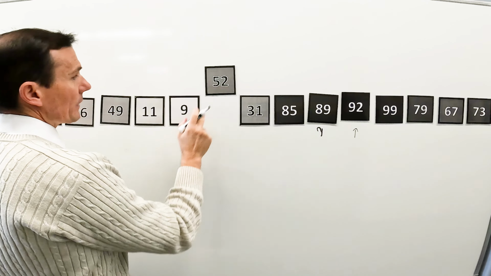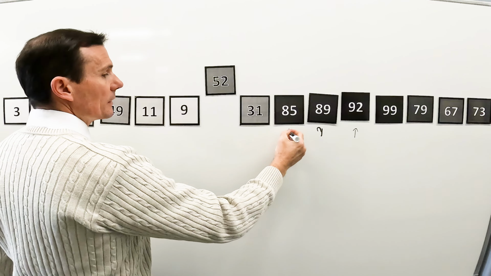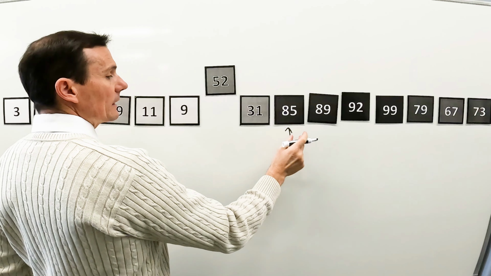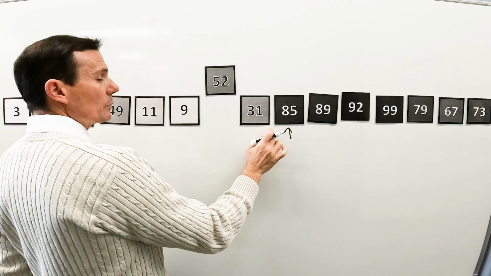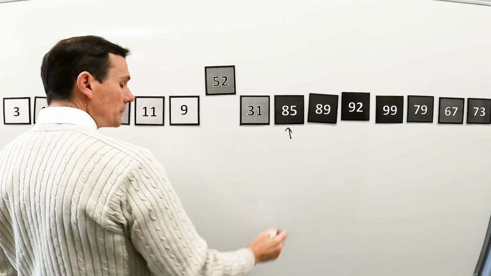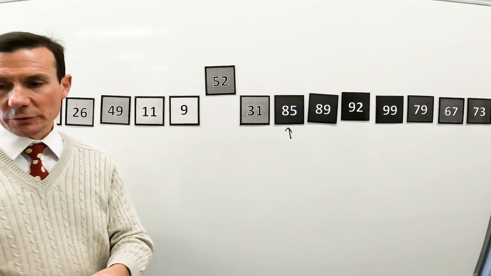Okay, now this one is not greater than 52, so I'm going to keep going until I find one. I'm going to keep going until I either hit the elements moving from left to right, or I find an element smaller, and then that's where they meet. Now I have to decide what to do here.